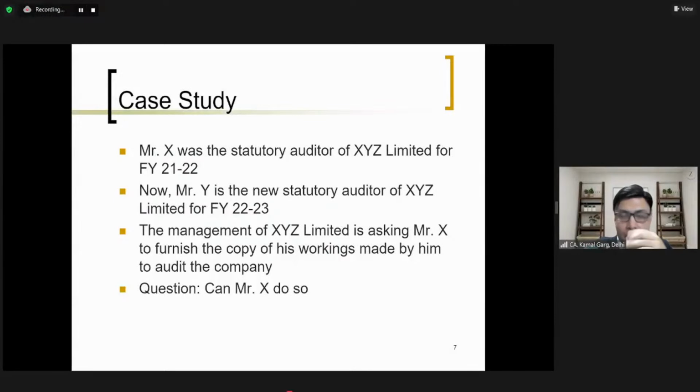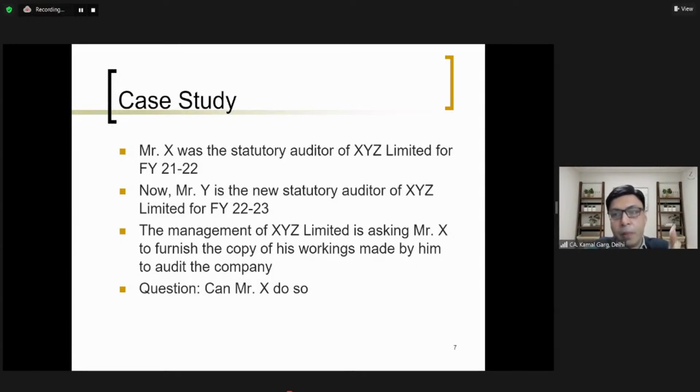So what is happening? The company's management is saying now, because auditors are getting changed, so whatsoever you prepared for vouching and verification of XYZ Limited, you should furnish a copy of the same. So let us take an example. The management of XYZ Limited is saying to Mr. X, please furnish the computation you made for verifying our depreciation. Please furnish a copy of workings you made for the purpose of verifying bank reconciliation statement. Please furnish a copy of workings you made for verifying transactions with related parties.